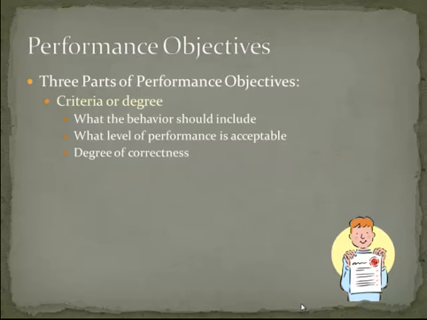The last part is the criteria or the degree. This includes things like what the behavior should include, what the product of the behavior should be, what level of performance is acceptable, how good do they have to be at doing this performance in order to be considered acceptable.